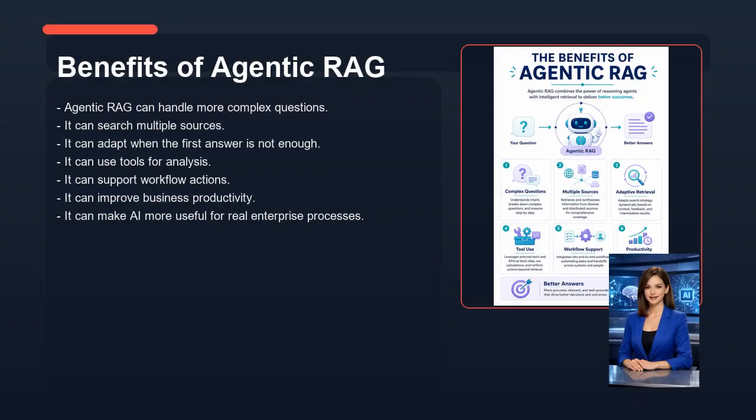Now let's look at the benefits of Agentic RAG. Agentic RAG can handle more complex questions. It can search multiple sources. It can adapt when the first answer is not enough. It can use tools for analysis. It can support workflow actions. It can improve business productivity. It can make AI more useful for real enterprise processes.